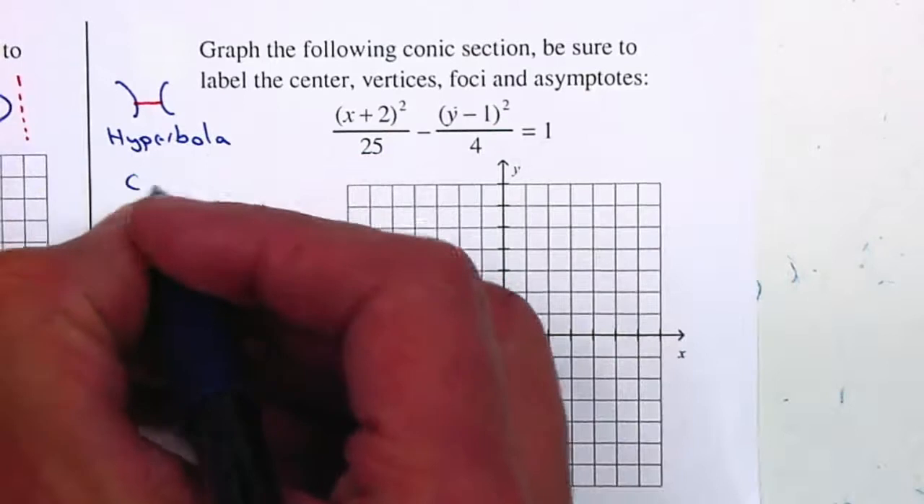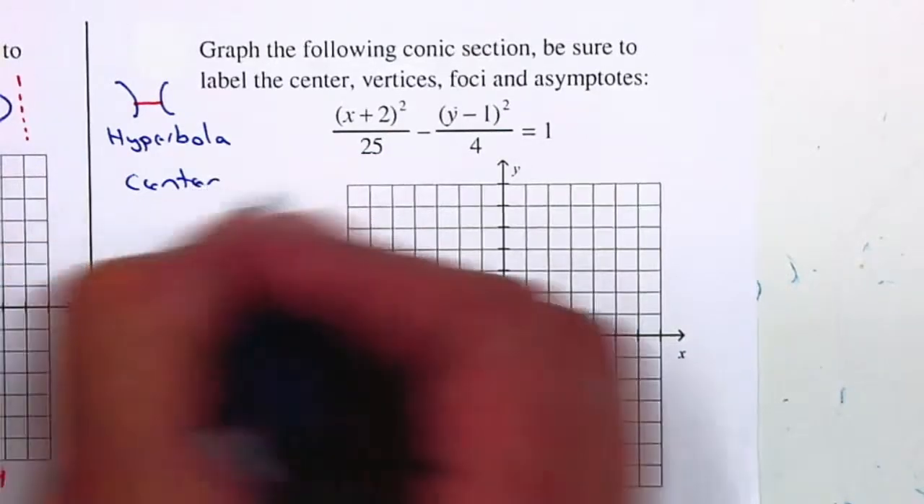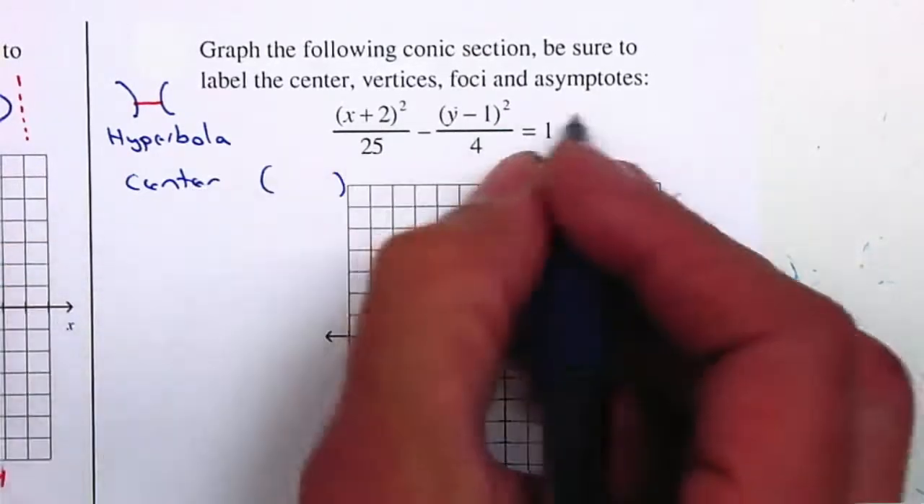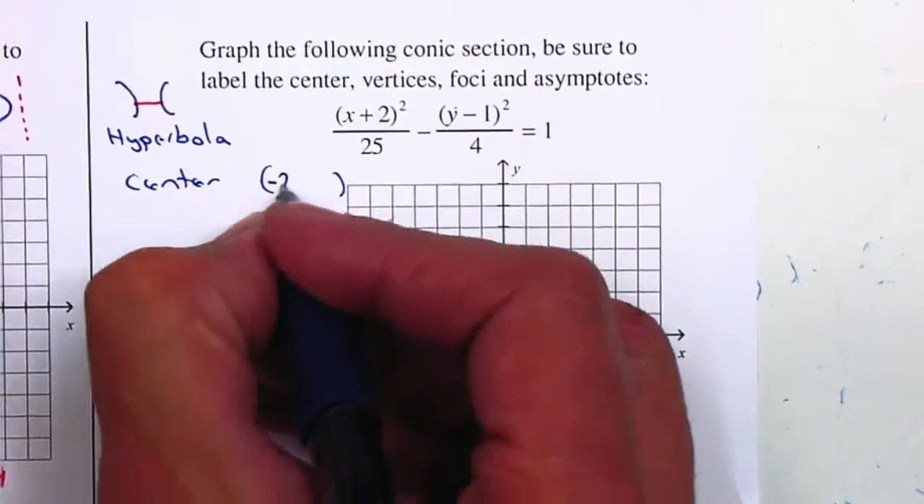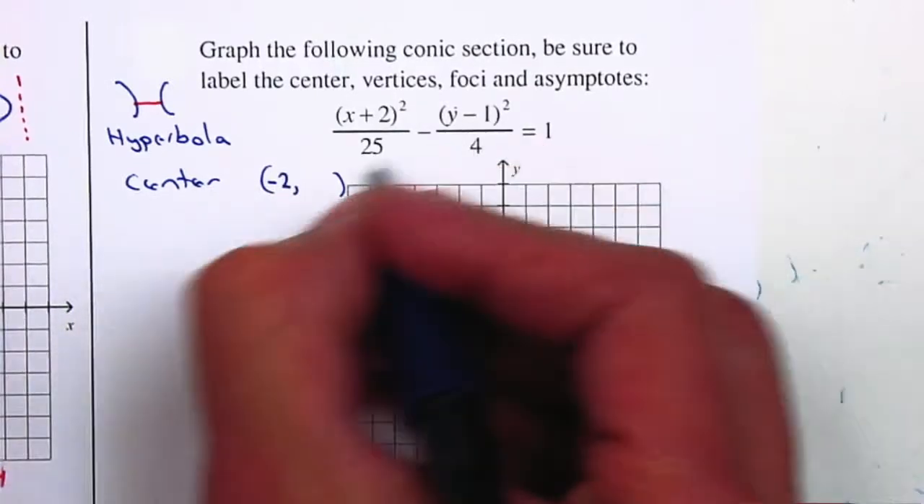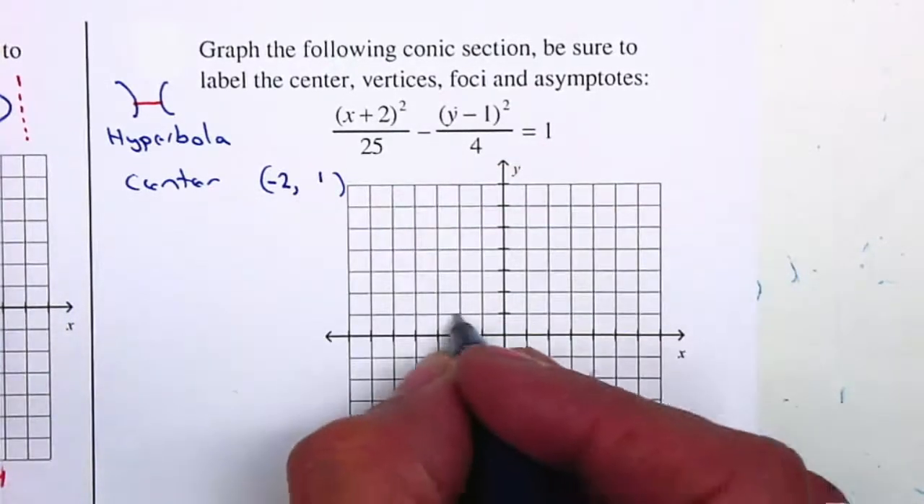First, you need to be able to find your center. Your center is your h and your k. So in this case, your x is plus 2, that will be negative 2 for your h. K will be 1. So it will be negative 2 and positive 1.